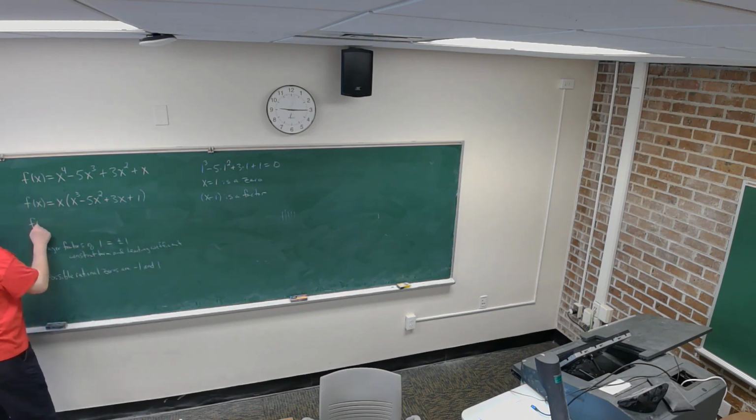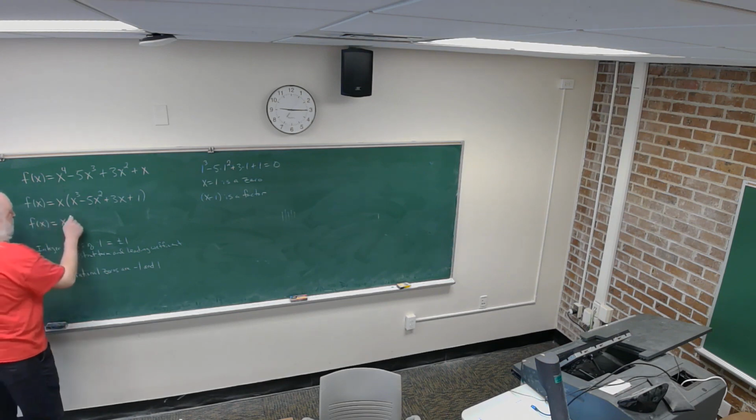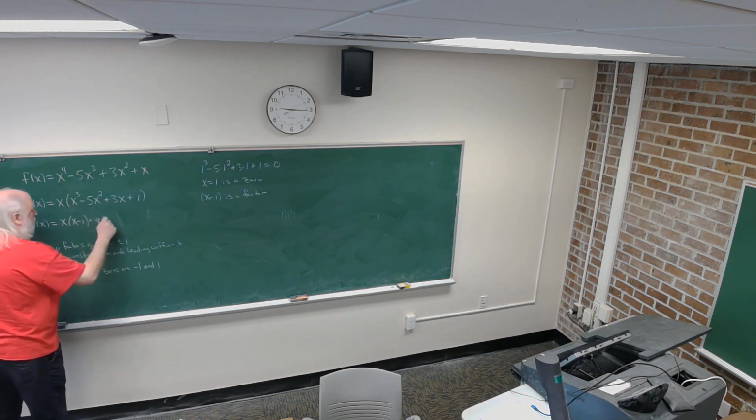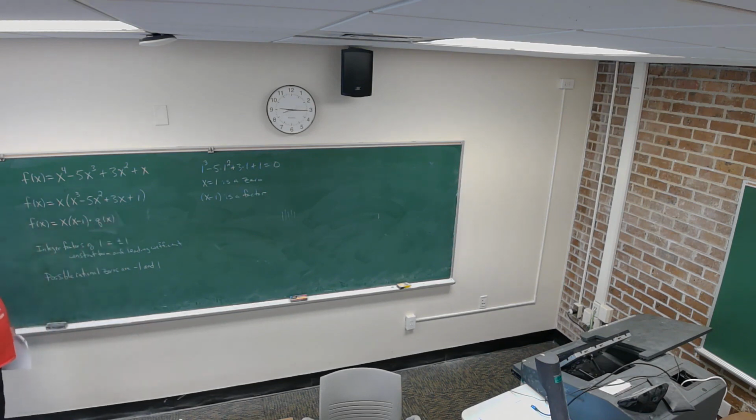So f of x factors into x times x minus 1 times some unknown quadratic q of x. Because this is a third degree polynomial, x minus 1 is one of its factors, and so x minus 1 times some unknown quadratic, right, equals this third degree polynomial.